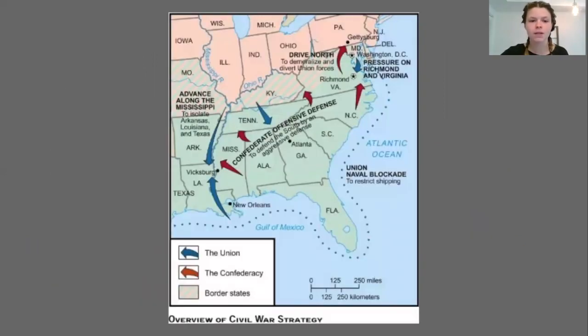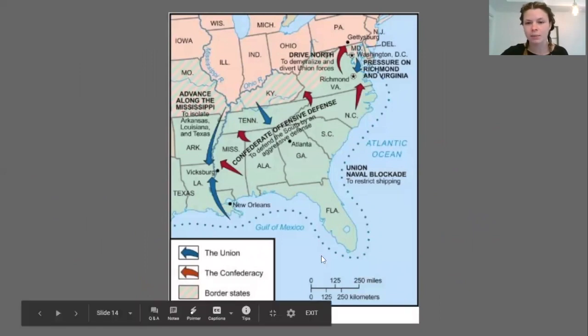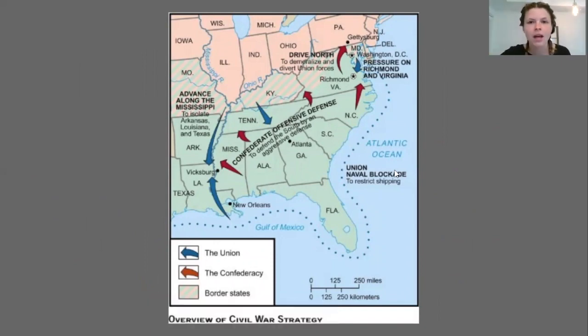If you look at this map titled Overview of Civil War Strategy, all of the dotted lines is the blockade that was going to block those ports in Savannah, Georgia, New Orleans, etc., Charleston. And here is DC and Richmond. You can see that the blue arrows represent what the Union is trying to do and the red arrows represent what the Confederates are trying to do. I feel like these arrows are a little bit confusing, but I still want to show you this map to show you what I was talking about with the plan or the strategy from the Union.